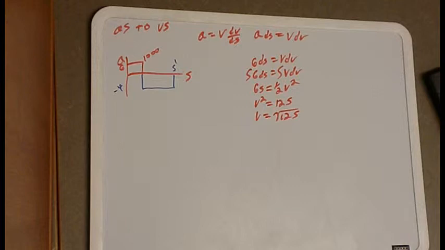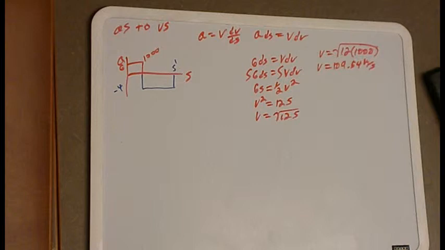Now, we need to know the maximum velocity that it reaches. It's going to reach its maximum velocity at 1,000 meters because that is when it starts to decelerate. So we're going to plug in 1,000 for s, and V is equal to the square root of 12 times 1,000. So V is equal to 109.54 meters per second.